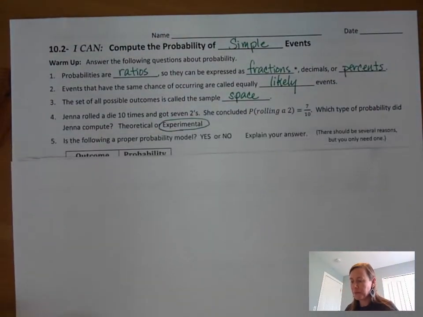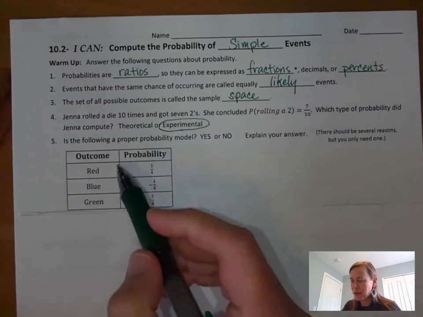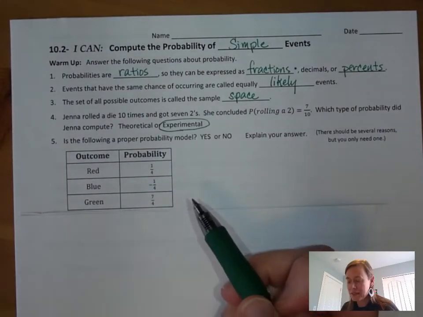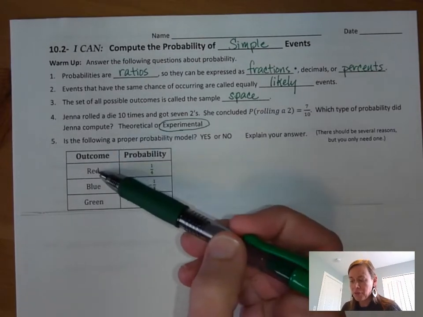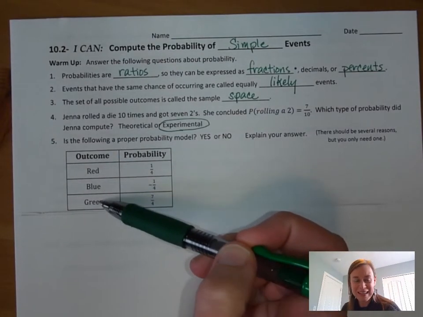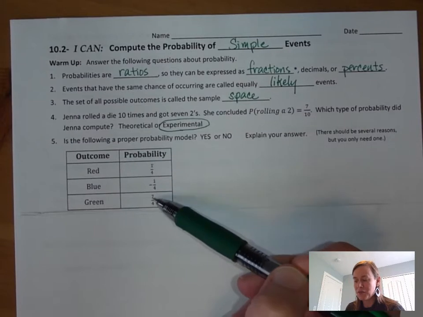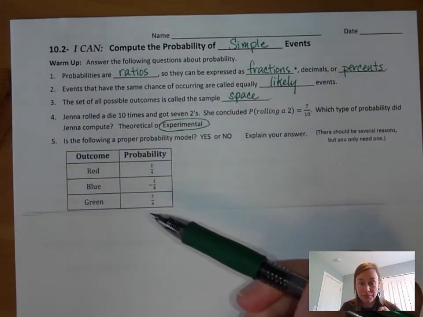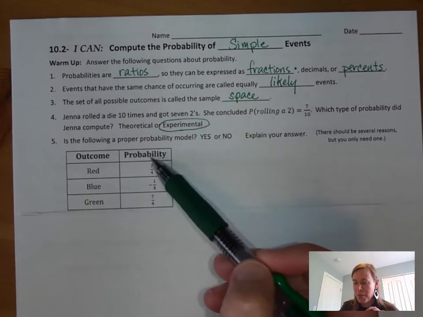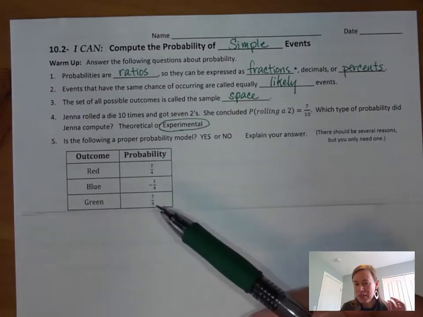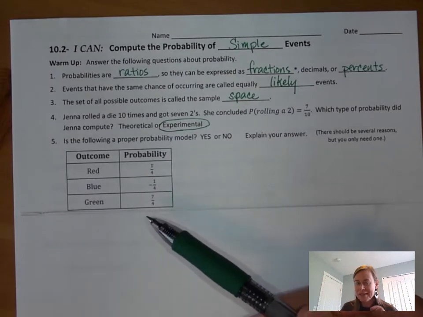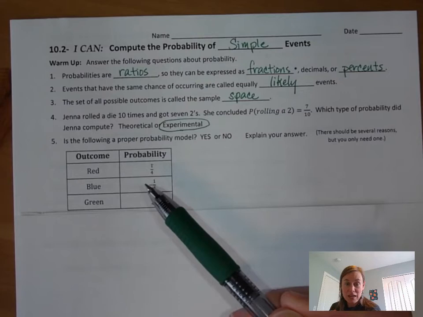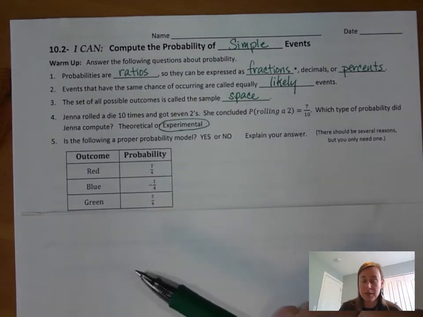Okie dokie. And now it says, is the following a proper probability model? Yes or no? And explain your answer. Okay, let's take a look at this. Here are the possible outcomes. We have red, blue, and green, and the different probabilities for each one of those. Now remember, there's a few rules with the probability models. First of all, the probabilities have to be between 0 and 1. And second, all of the probabilities that are listed have to add up to equal 1. So let's see if this fits the bill.